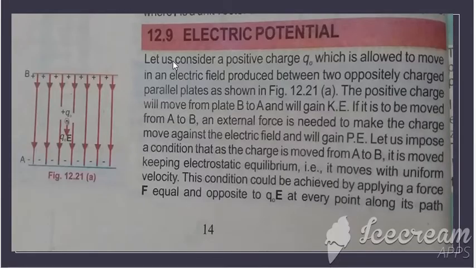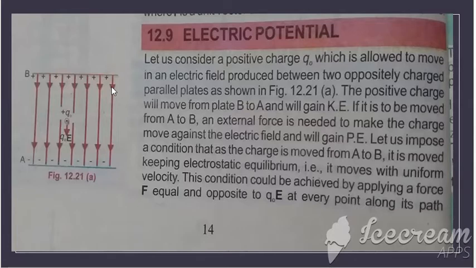Now let us consider a positive charge Q naught which is allowed to move in the electric field produced between two oppositely charged parallel plates, as shown in this figure, A and B. B is given positive charge whereas A is given negative charge. The electric field lines will originate from B and end on A. Look at the direction of the arrowhead. The direction of these electric lines of force is from B to A.